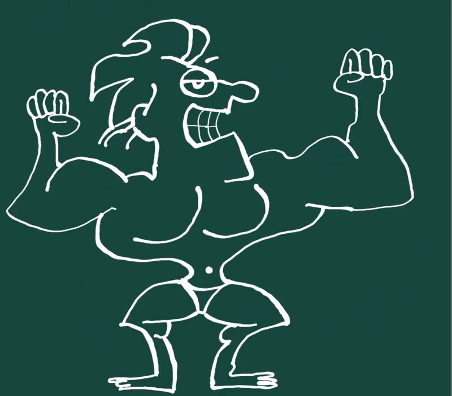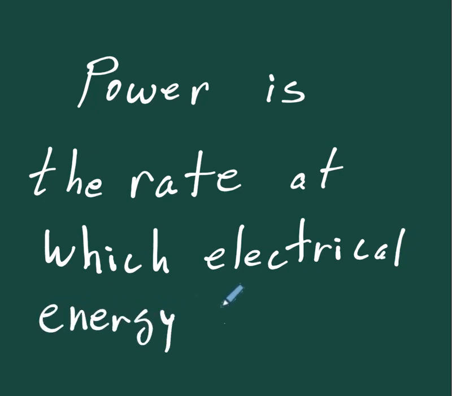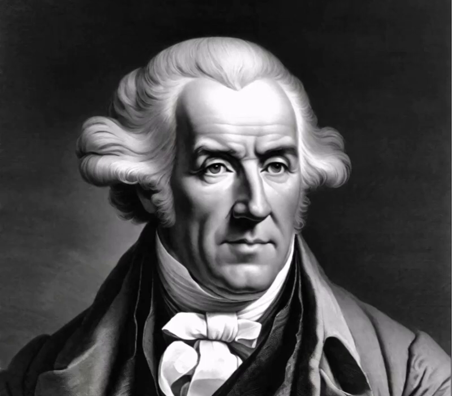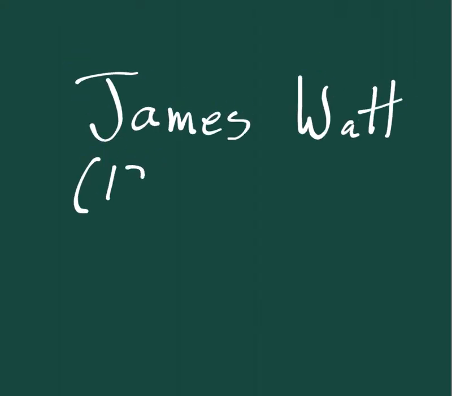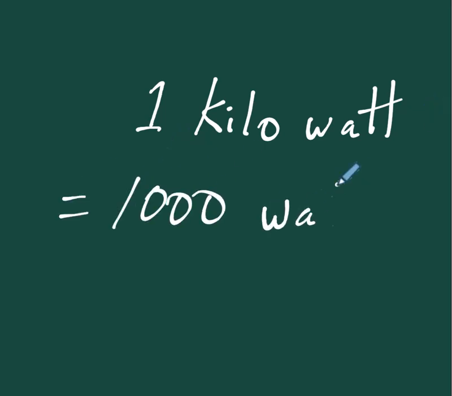So what is power? In physics, power is defined as the rate at which electrical energy is transferred. Power is measured in watts, to acknowledge the Scottish inventor James Watt. It doesn't take much to use 1 watt, so electrical power is generally quoted in kilowatts. 1 kilowatt equals 1,000 watts.